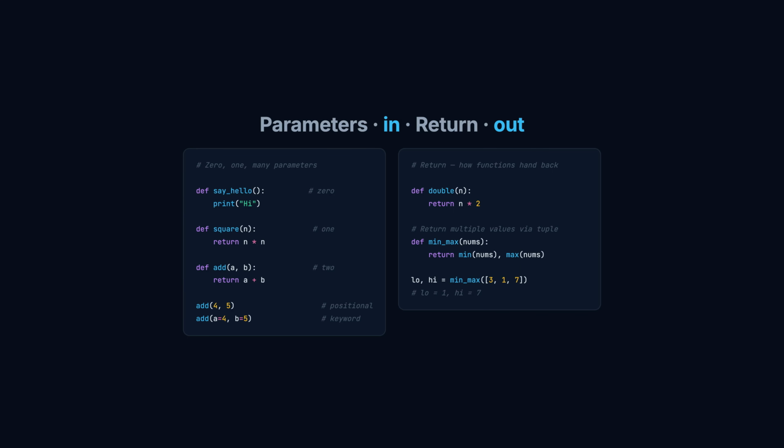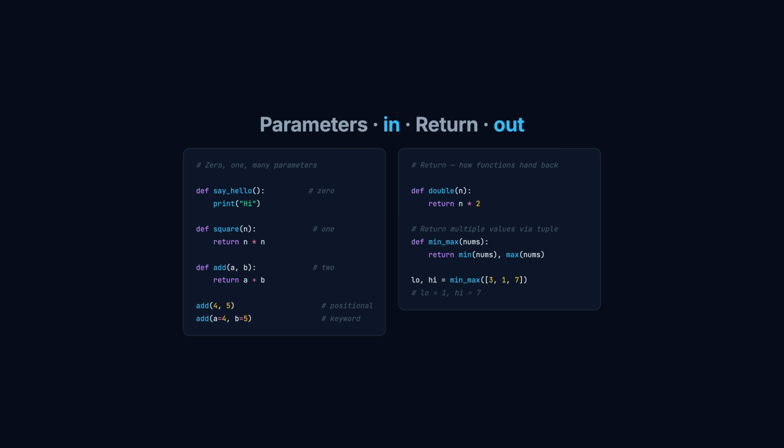Python matches positions. 4 goes to A, 5 goes to B. That is positional matching, and it is the default. You can also pass by keyword. Add (a=4, b=5). Same result, and now the order does not matter.